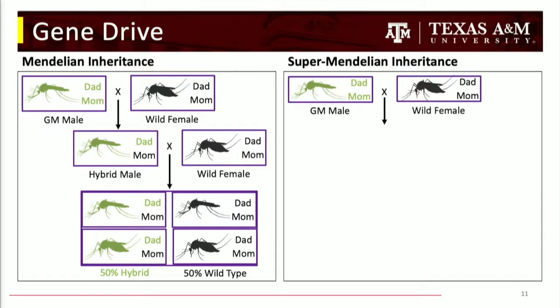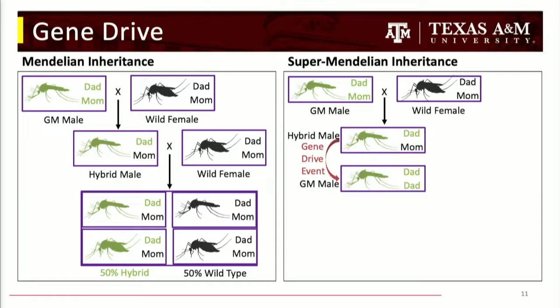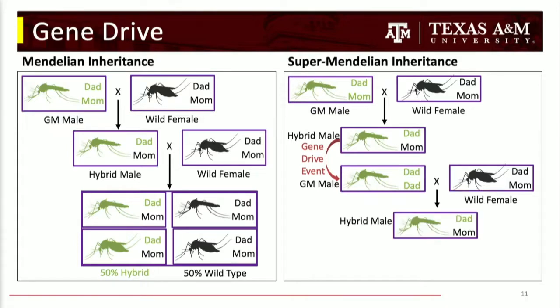So we have a genetically modified male, mates with a wild female, and we get the hybrid again. But the difference with gene drive is this gene drive event happens, and it copies the genetically modified allele over the wild type allele. So you just get two genetically modified alleles in the same generation. So this is the same individual, and so it's just copied over. And so when that mates with a wild female again, then you're back to hybrid male instead of 50-50, but then the gene drive event happens, and so that just keeps going. And so this can push through a population and actually propagate and become established.